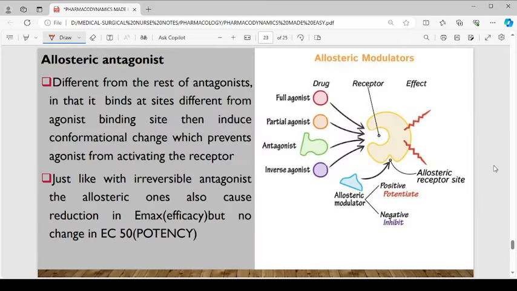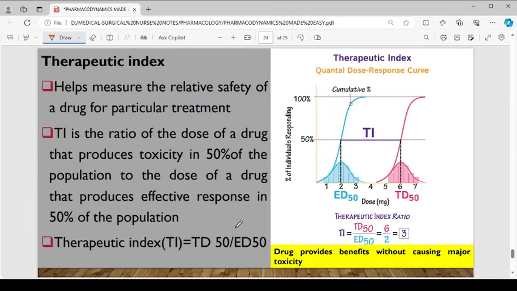We have allosteric antagonists, which are different from the rest of the antagonists in that they bind at different sites from the agonist. Here you can see the agonist will be binding here, but this allosteric antagonist has a different site. Just like with the irreversible antagonist, the allosteric ones will also cause a reduction in the Emax but no change in the potency.